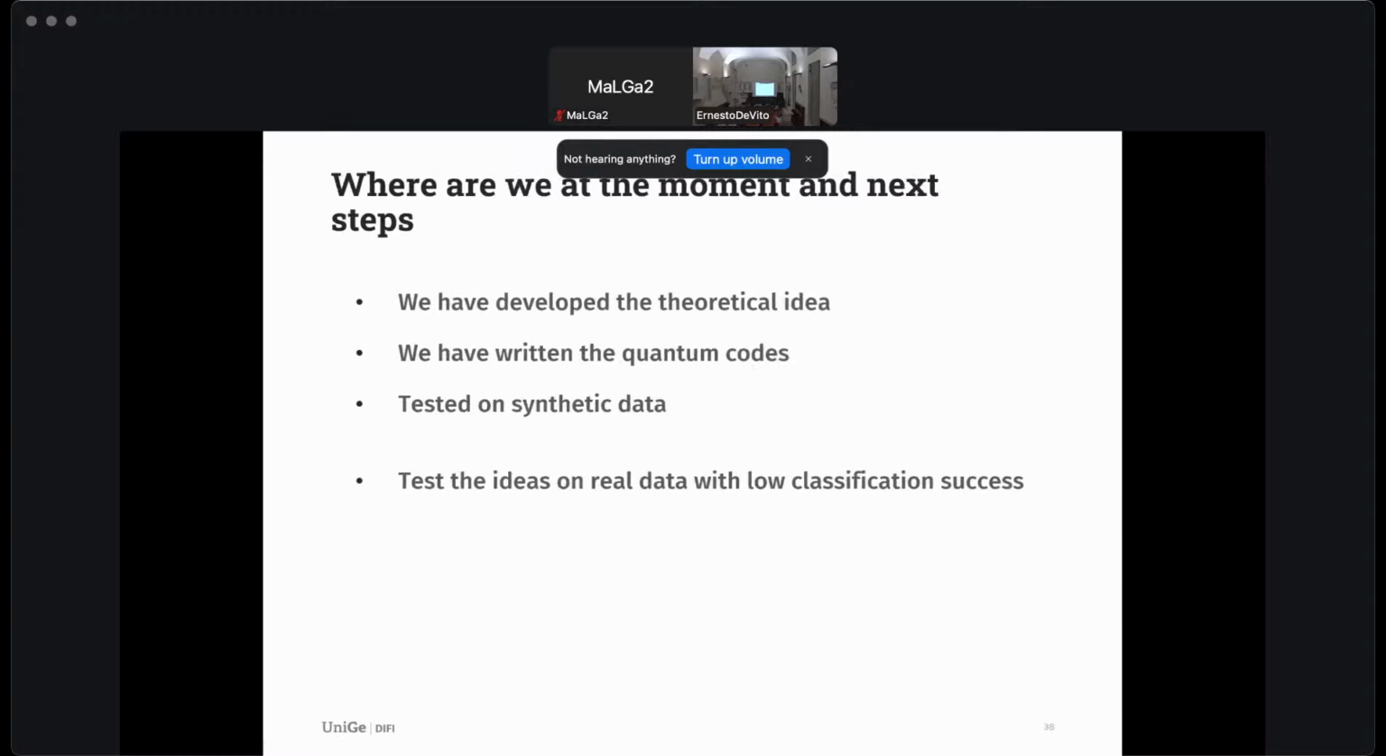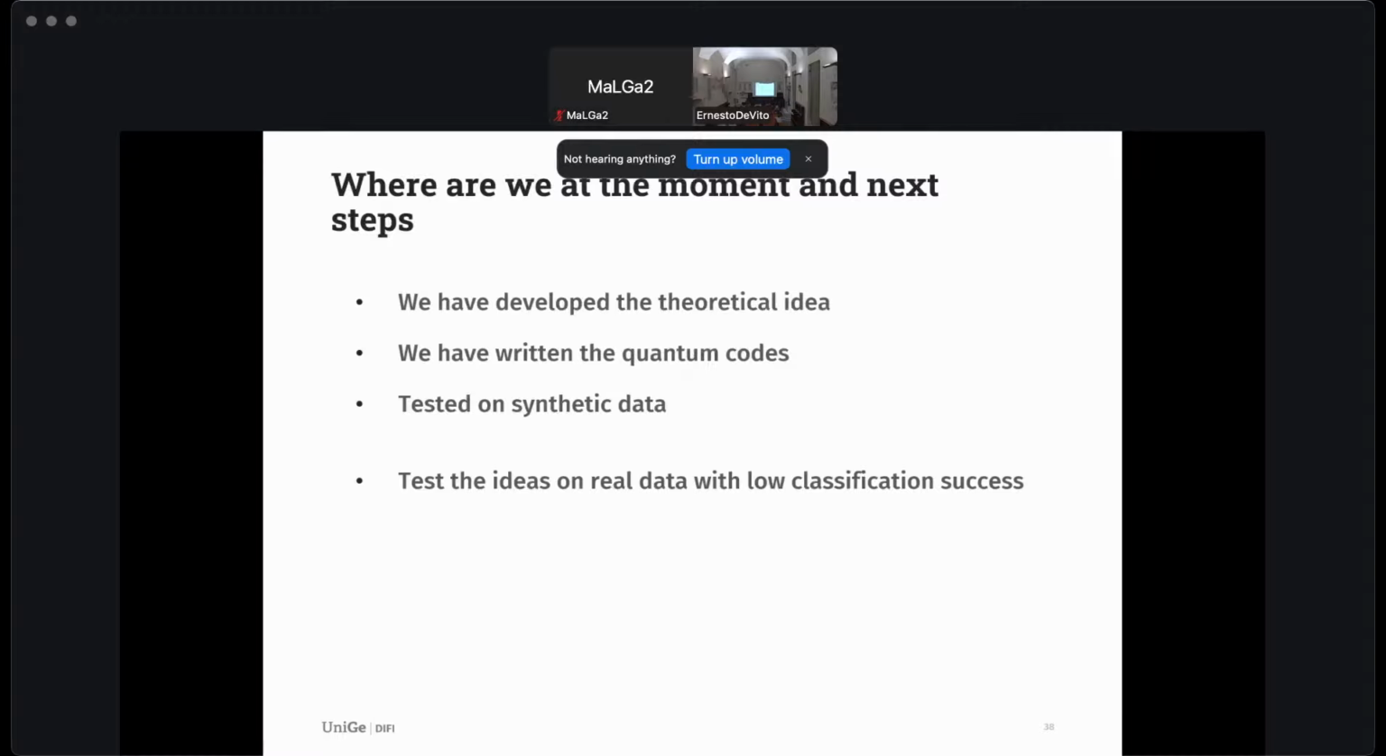And where are we now? We have developed some theoretical ideas. The students, Samuele and Dario, have written the codes. They have been tested on scientific data, and we are trying to start to face the real classification of the data. The idea is to test them when there is a low classification success.